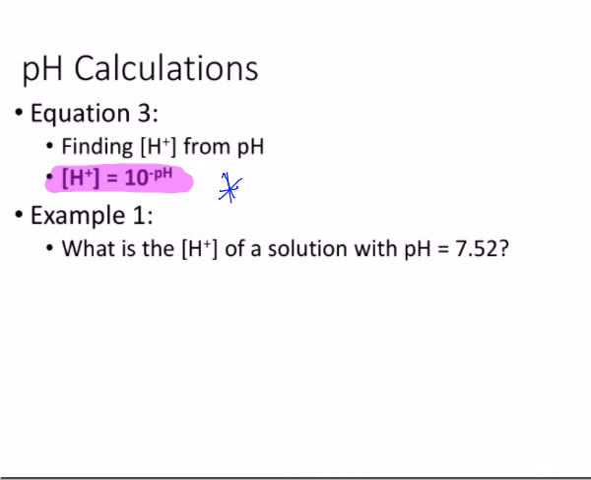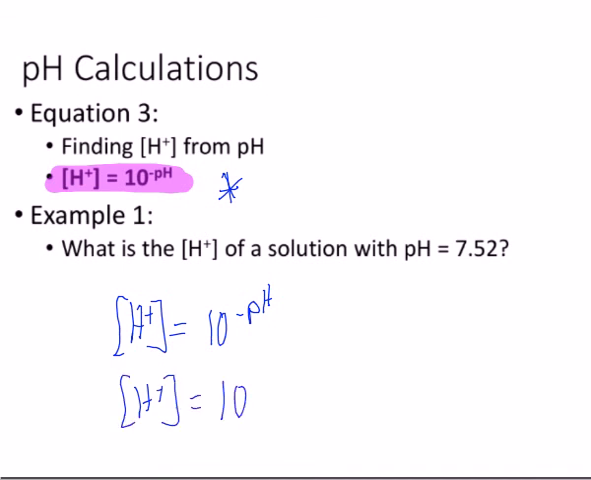So here we go. We're given pH. We're looking for hydrogen ion concentration equals 10 to the negative pH. So my H plus is going to look like this when we set it up, and make sure you show all of your work. Negative 7.52. So second log, negative 7.52. That's all you got to plug into your calculator.